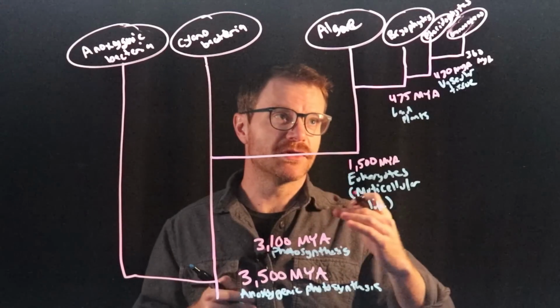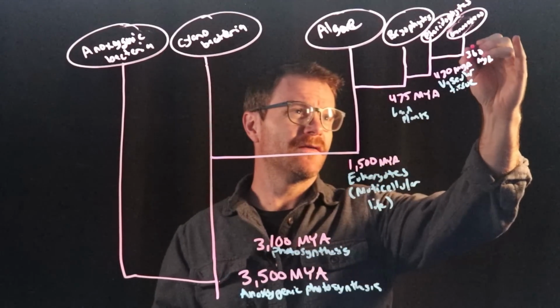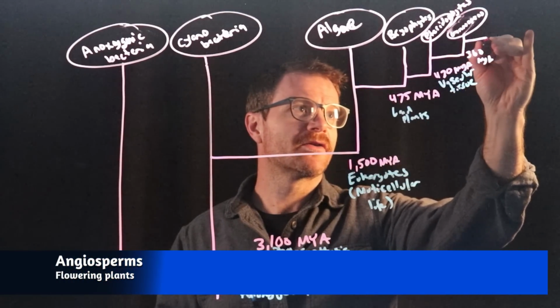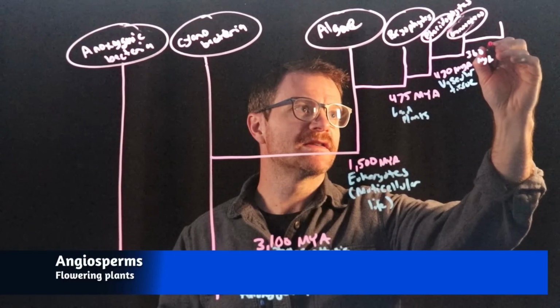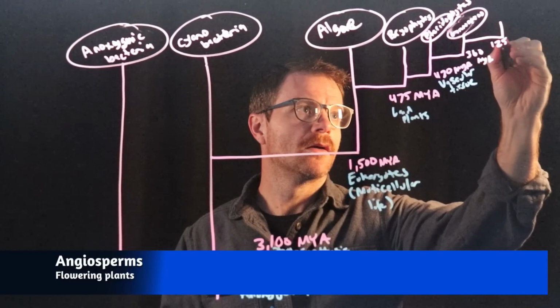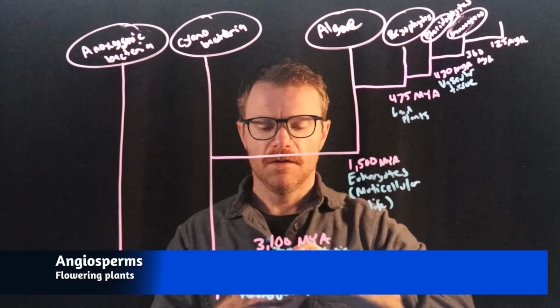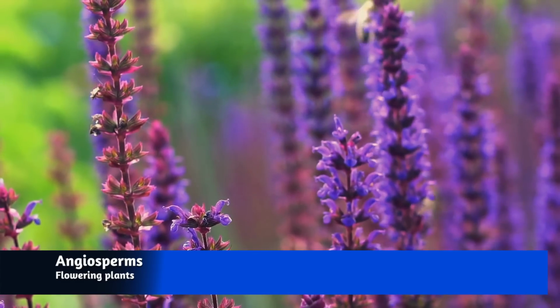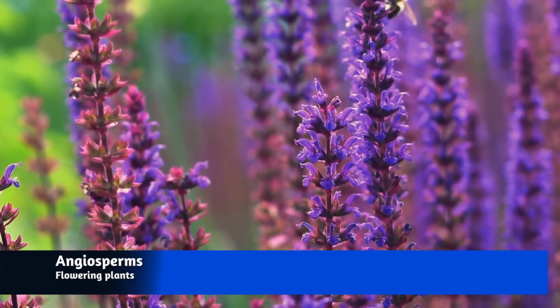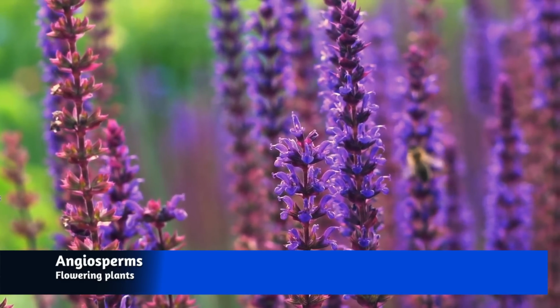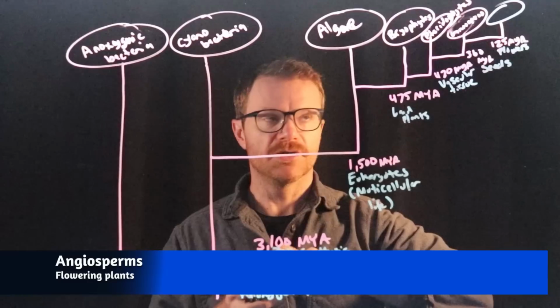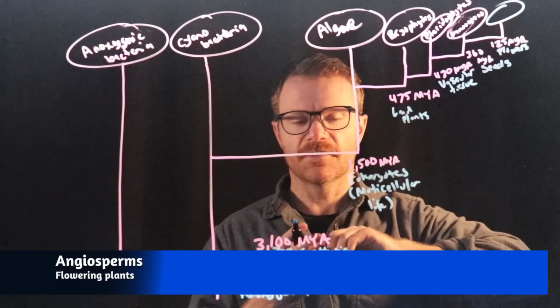The final innovation here is about 125 million years ago in the late Cretaceous. We finally see flowering plants. And we call those angiosperms.